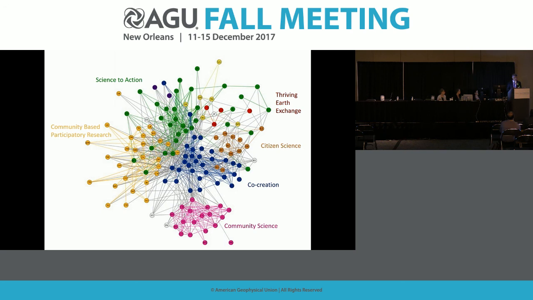I think it's a future where science is embedded and accessible, and it's a future in which science is diverse, diverse in every sense of the word: diverse in the questions it asks, diverse in the communities it serves, diverse in the people who participate, and diverse in the methods it uses.